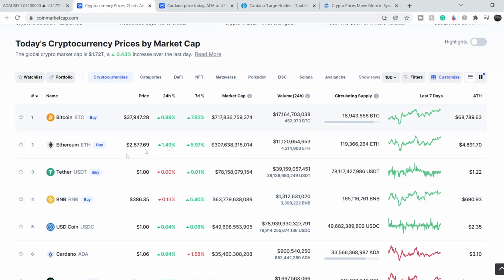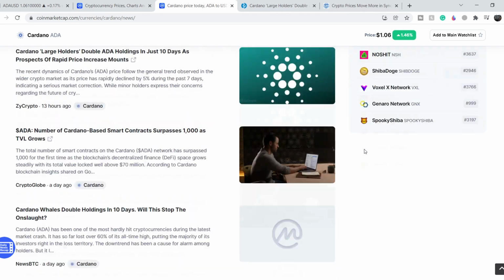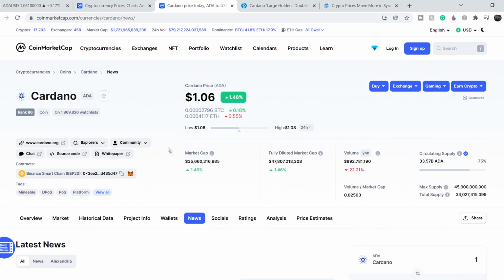So this movement to the upside is quite a good movement by itself, but we are not out of the woods, because we should have a much higher bounce from the bottom of the price action, and that's why I think potentially we might have one more leg to the downside. So let me show you the Cardano numbers. For now, it has a total market cap of $35.66 billion. It is higher than it was previously by 1.46%. And the total tradable volume is $892.71 million, and it has decreased by 22%.